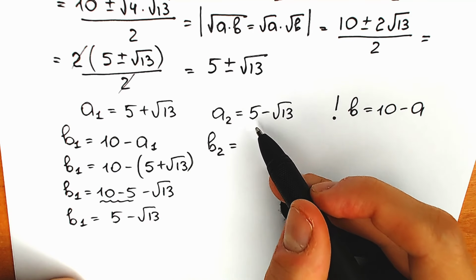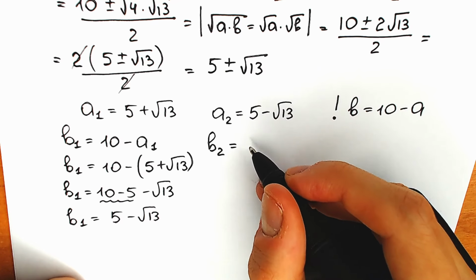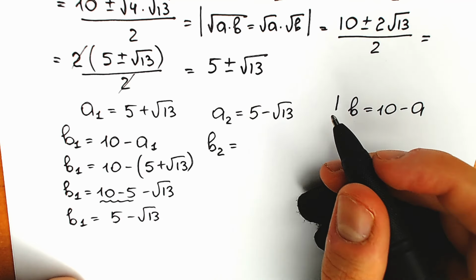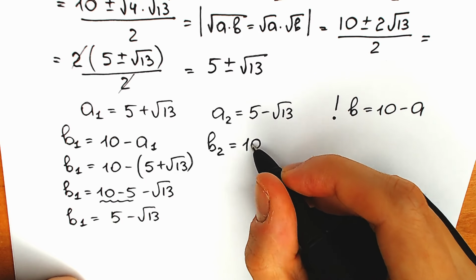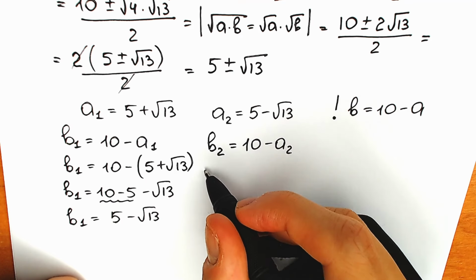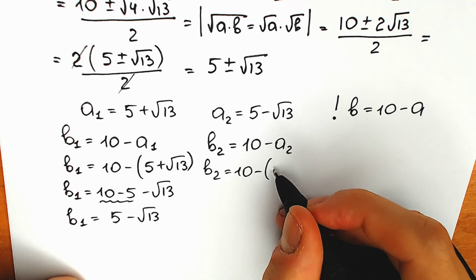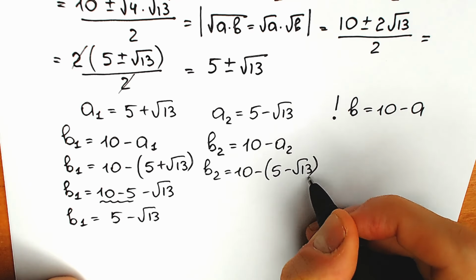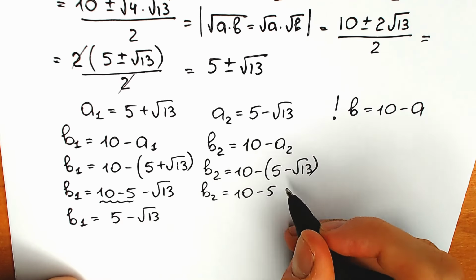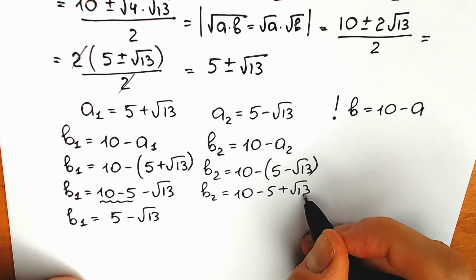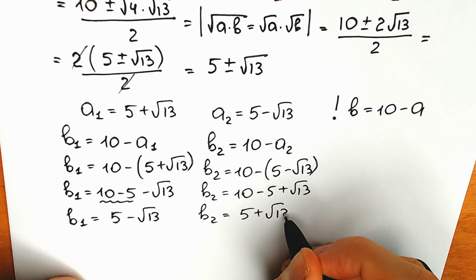So b second is also symmetrical to this: 5 minus square root of 13, so b equals 5 plus square root of 13. But maybe a lot of students have problems with it, so we can also write a classic answer, 10 minus a second, and the same principle. So b second equals 10 minus a second, 5 minus square root of 13, and in this case we have b second equal to the same beginning, 10 minus 5, but right here we have plus square root of 13, yeah? So b second equals 5 plus square root of 13.